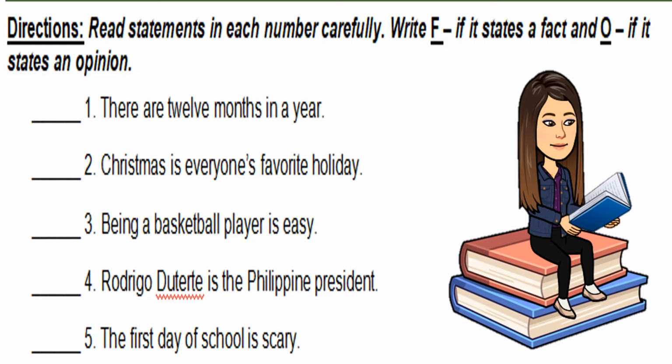How about number 2? Christmas is everyone's favorite holiday. If your answer is O, you are correct. Number 3. Being a basketball player is easy. What is your answer? Yes, that's correct. That is letter O because that answer can be different from others.